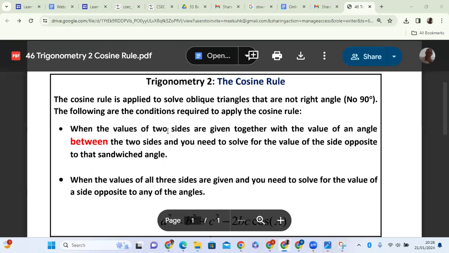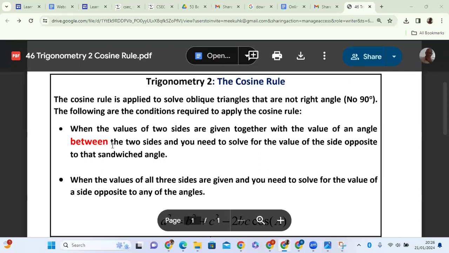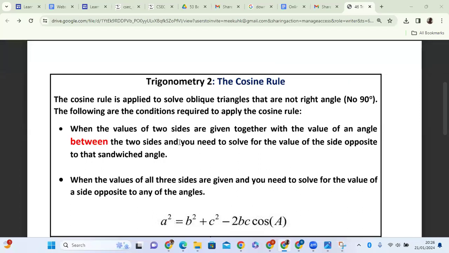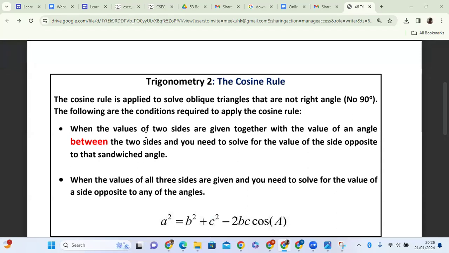When the values of two sides are given together with the value of an angle between the two sides, if you have an angle between two sides and you need to solve for the value of the side opposite to that sandwiched angle, then you know you have to use the cosine rule. So a key word for the cosine rule is between.